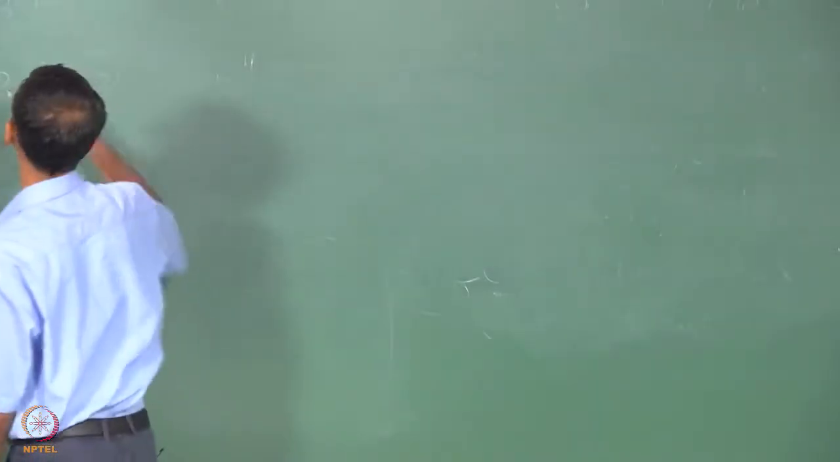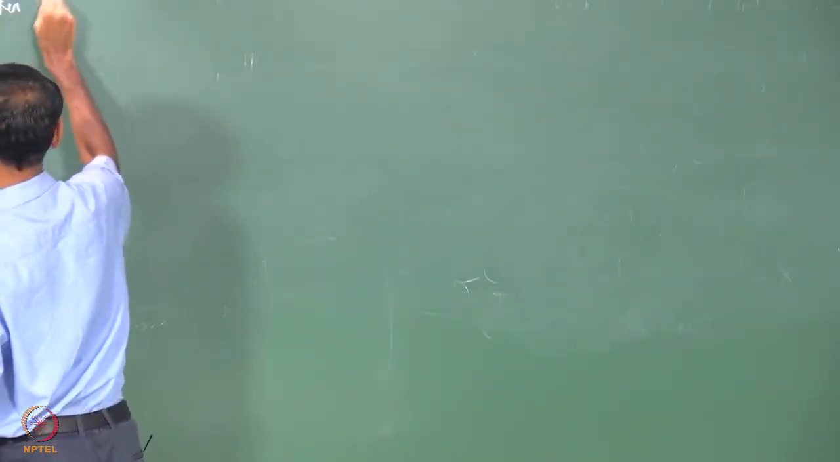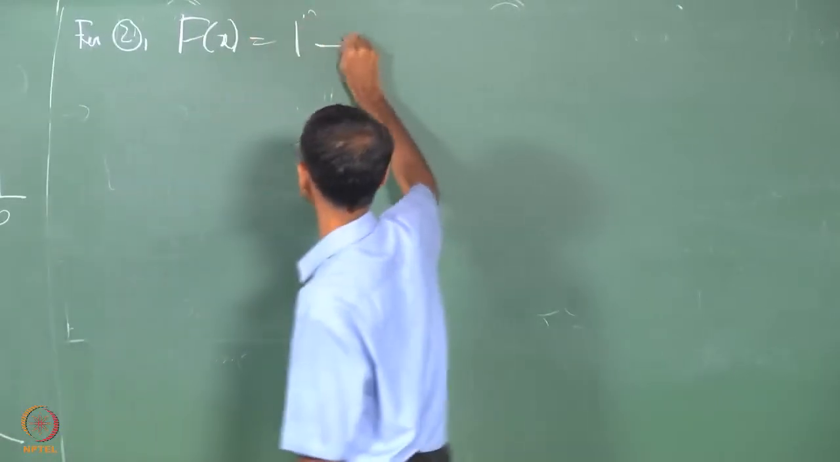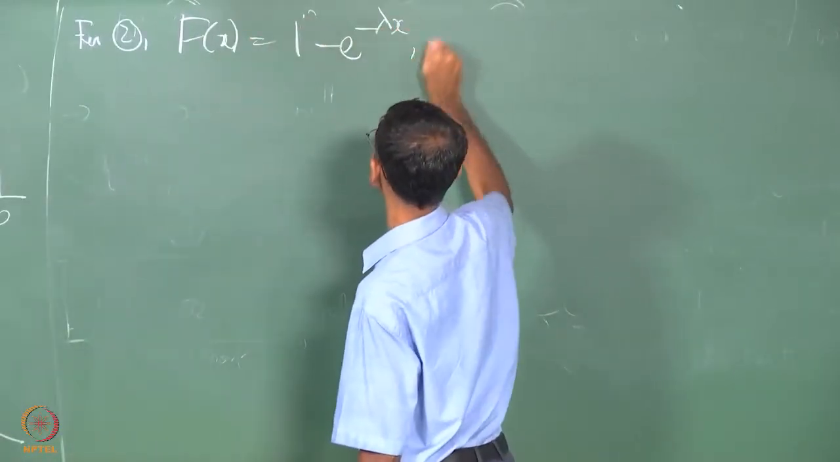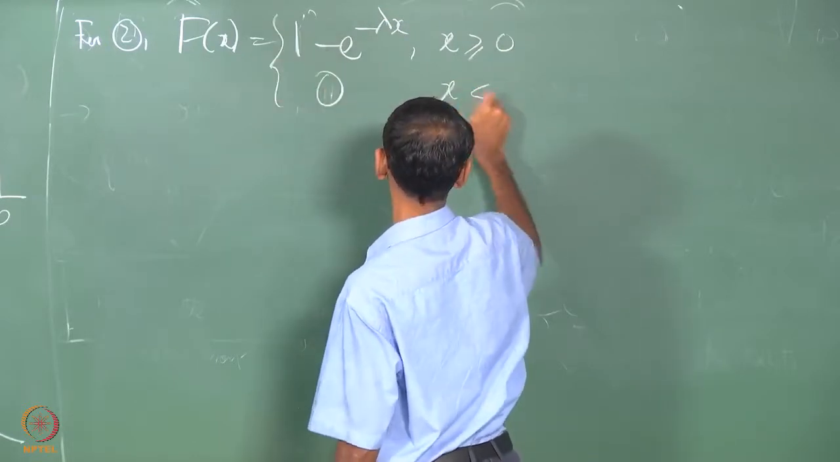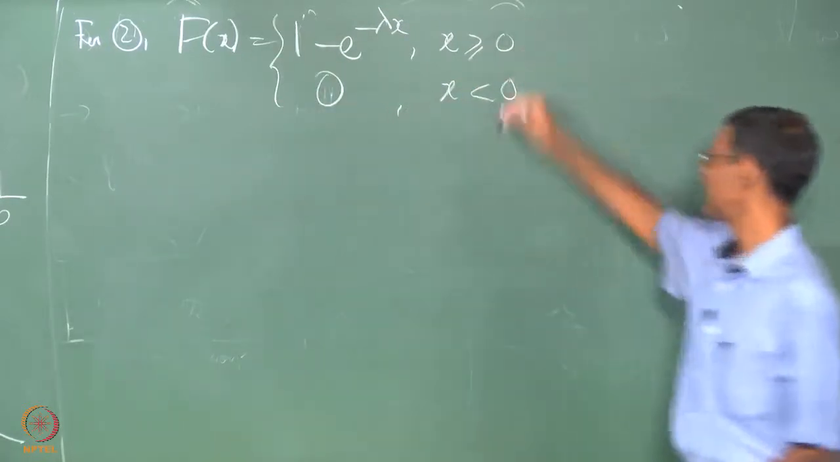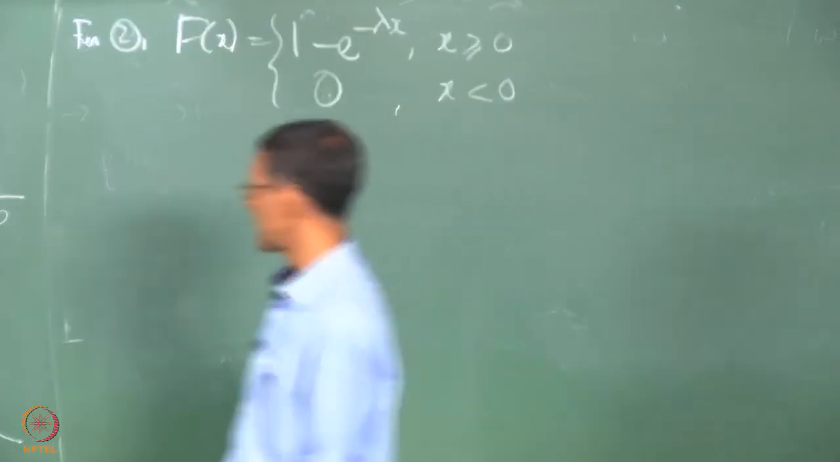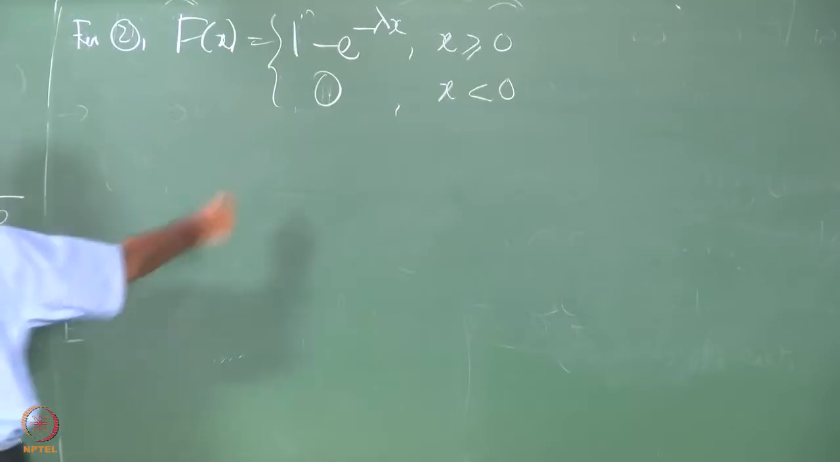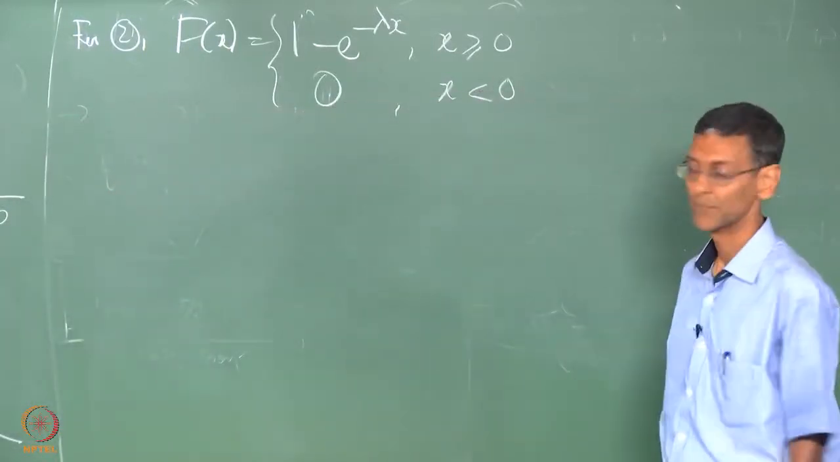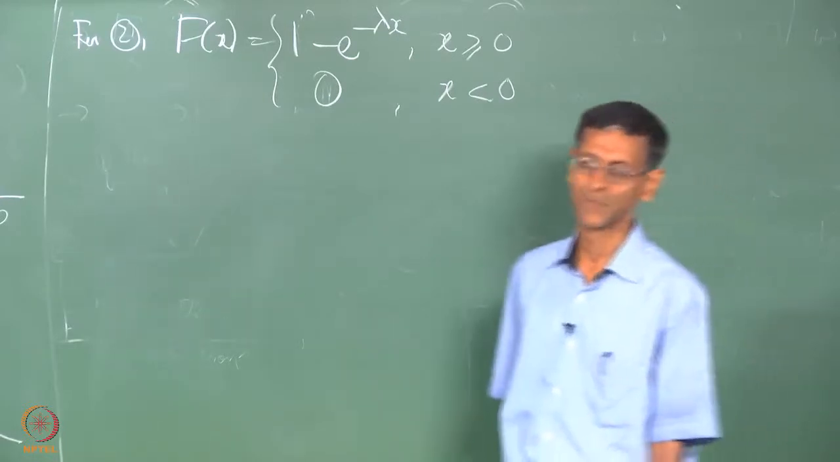So this gives, for 2, I will just write only for 2, the F of x is 1 minus e to the power minus lambda x for x greater than 0 and is 0 for x less than 0. Let me write it explicitly like this. Please check that this must be the derivative of this for x greater than 0, isn't it?